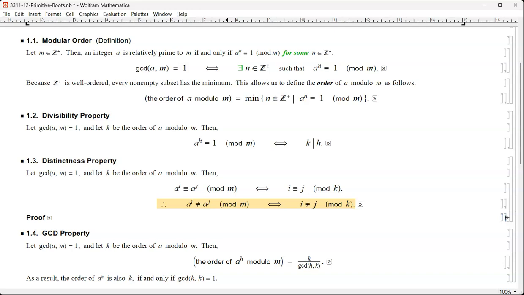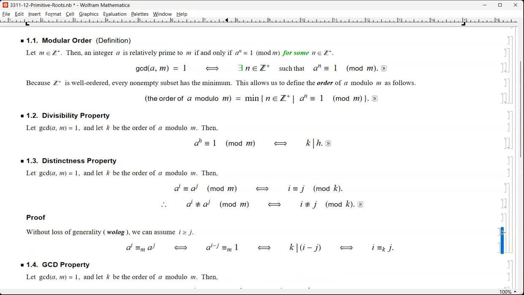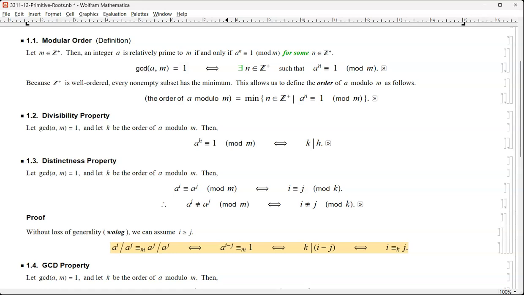And the proof is actually amazingly simple. Without loss of generality, we can assume i is greater than or equal to j. If j is greater, then just rename it: new j becomes i, and new i becomes j, so that i is greater than or equal to j. Then start from this congruence and divide both sides by a to the j power. Then we get a to the i minus j power is congruent to 1.